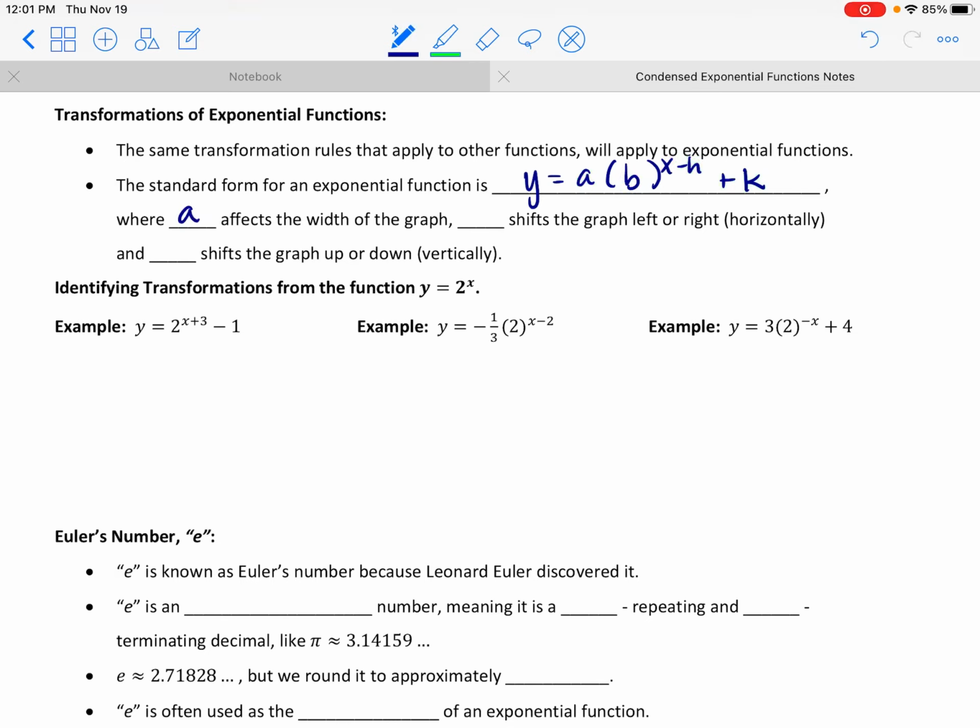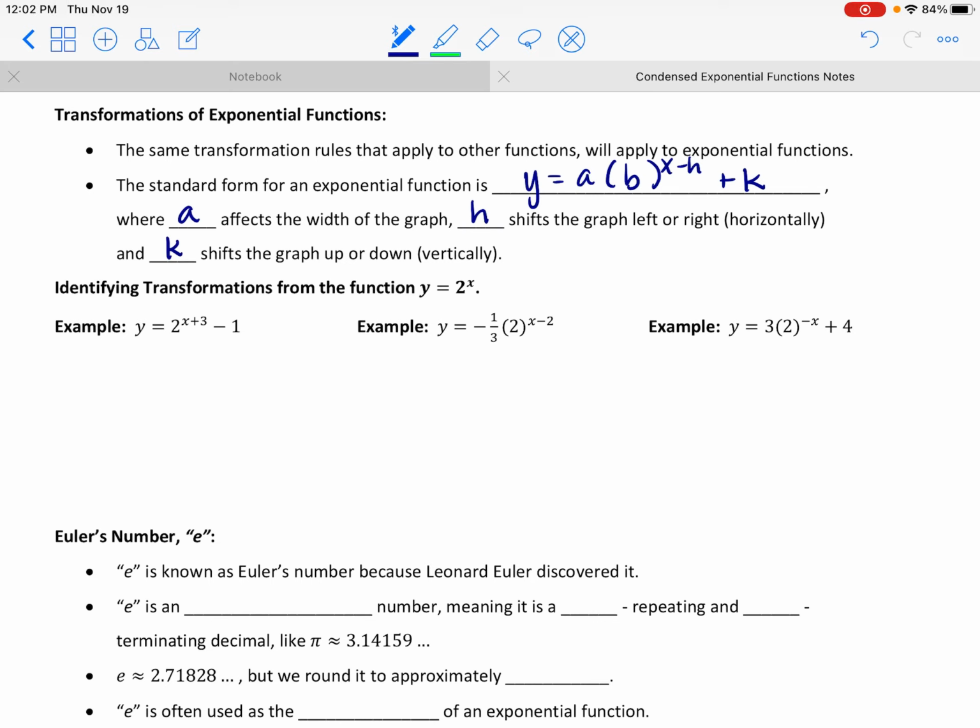a is going to affect the width of the graph, and whether or not the graph is going to reflect. h tells us if our graph is going to shift left or right, so h is for the horizontal shift. And then k tells us if our graph is going to go up or down. It's that vertical shift. Okay?